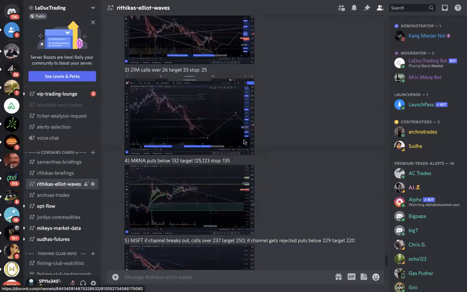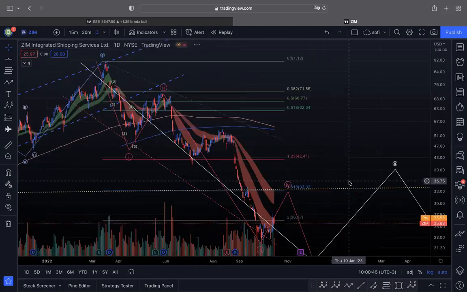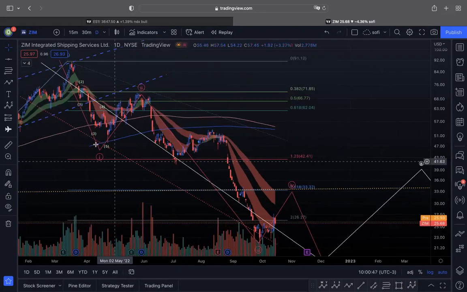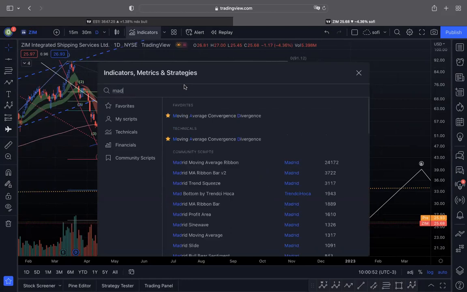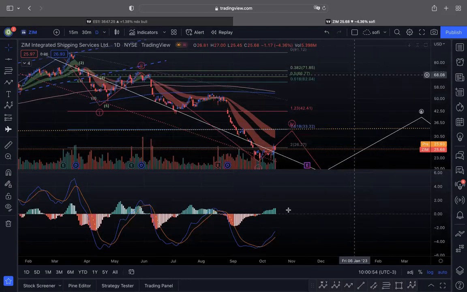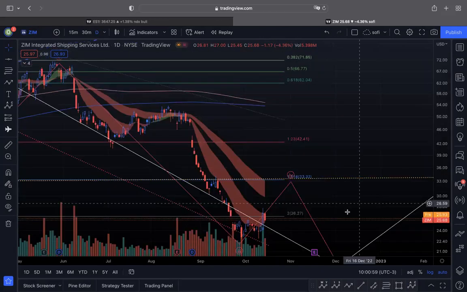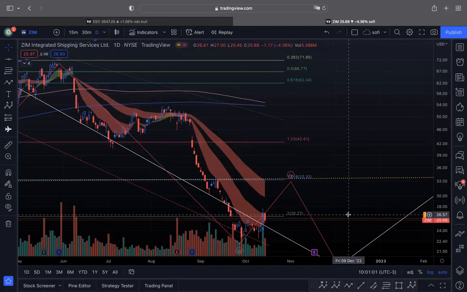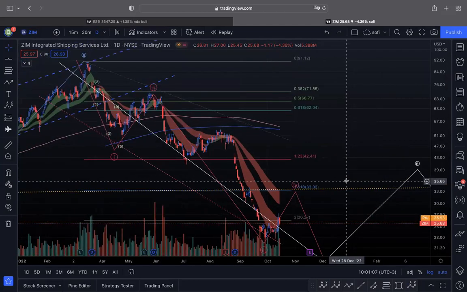The next one I have is ZIM. So ZIM is more of an oversold bounce play. On the daily chart, you can see the channel holding as support. And if I go to the MACD, we probably see it has bullish divergence and it's crossed up. So it has some level of bullish divergence going on. So if it breaks over 26.5, then it should be able to run up to, you know, previous resistance at 33 at least.